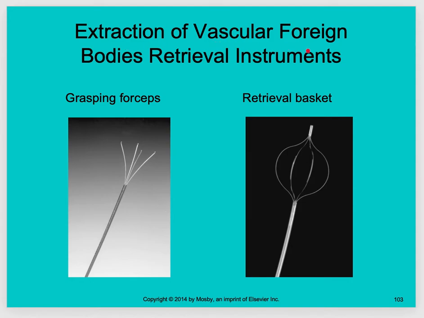So extraction of vascular foreign bodies, retrieval instruments, so a grasping forceps, they can take this in, they can grasp that blood clot, pull it back out if they need to, or with a retrieval basket, they can do that as well. That basket will open up around it, and then they'll close it in and bring it back out with it. So if they're going to retrieve anything, that's what they're going to normally use, is the grasping forceps or the retrieval basket.